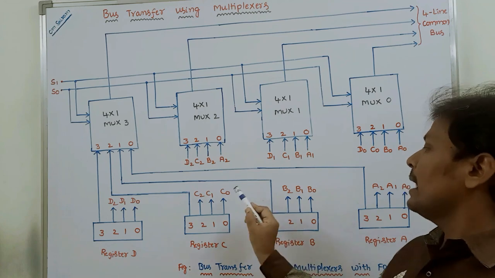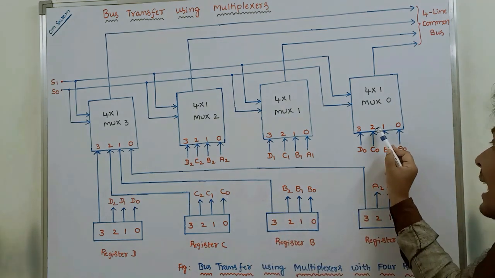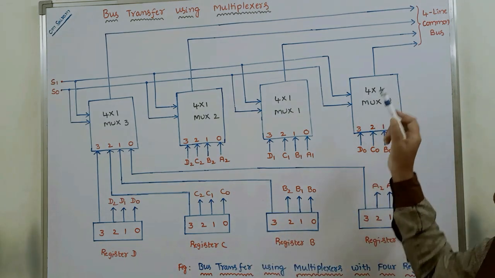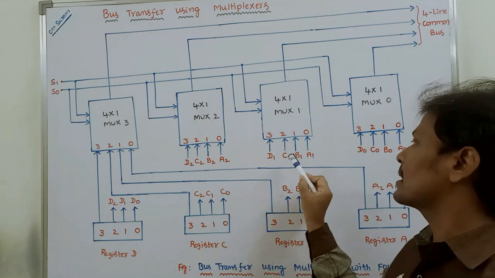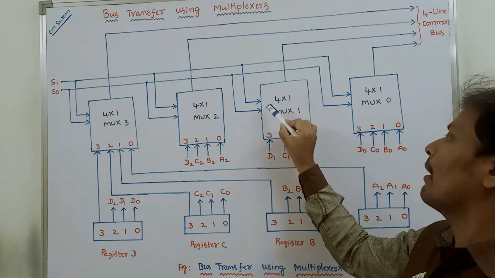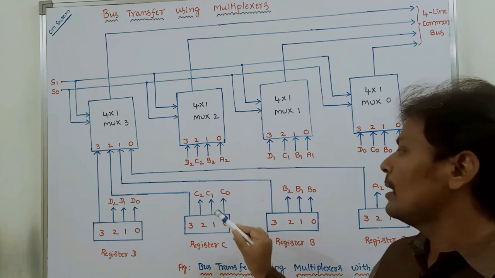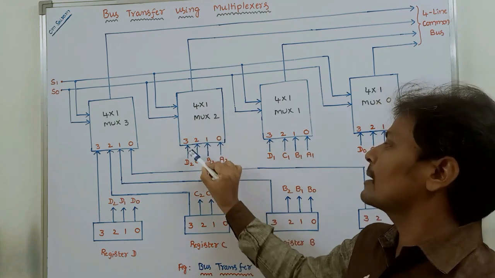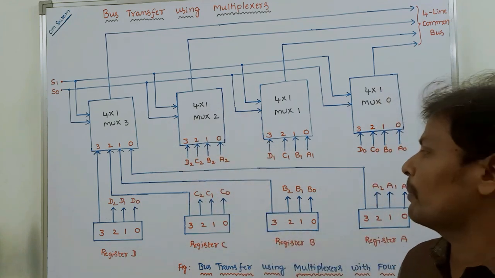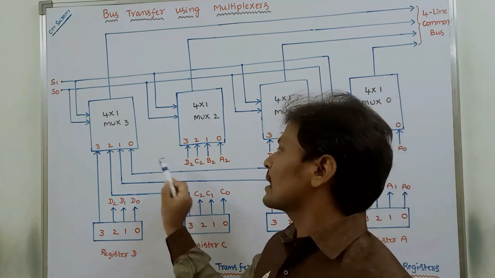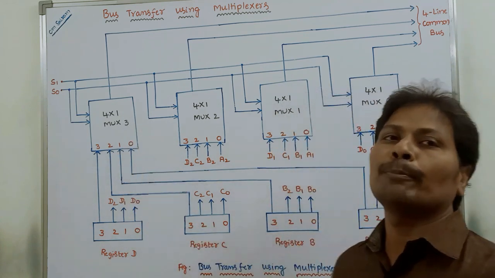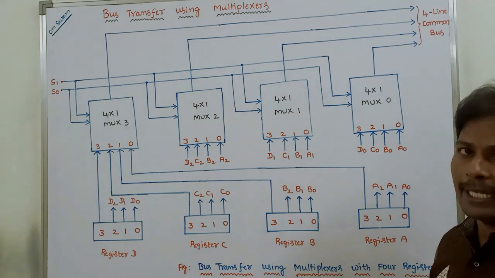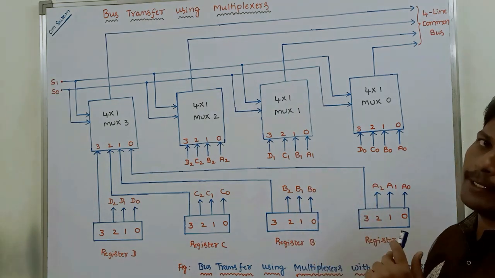So, C0 is connected to the 2nd data input of multiplexer 0. C1 is connected to the 2nd data input of multiplexer 1. C2 is connected to the 2nd data input of multiplexer 2. C3 is connected to the 2nd data input of multiplexer 3. So, 4 data connections are there.